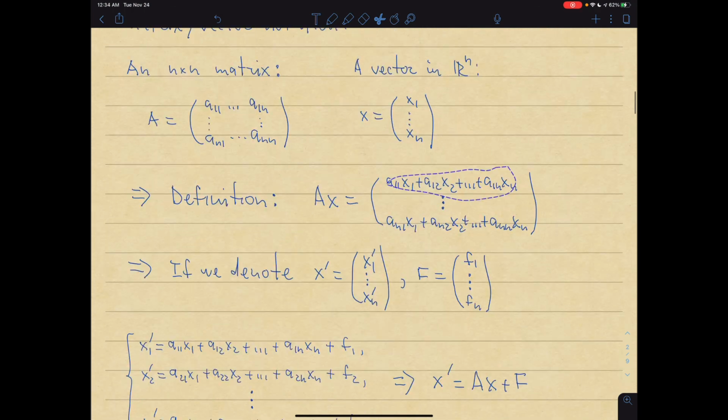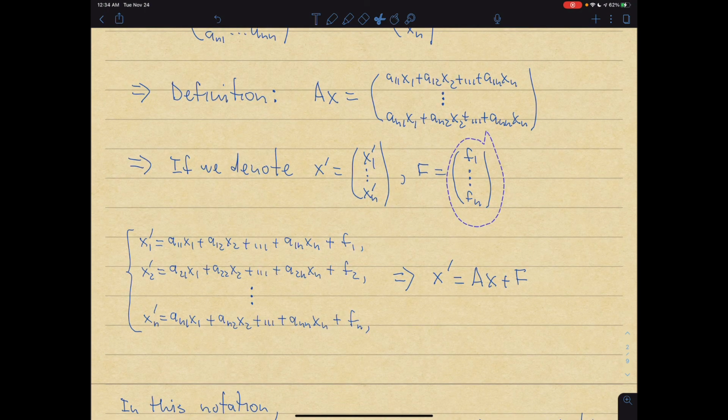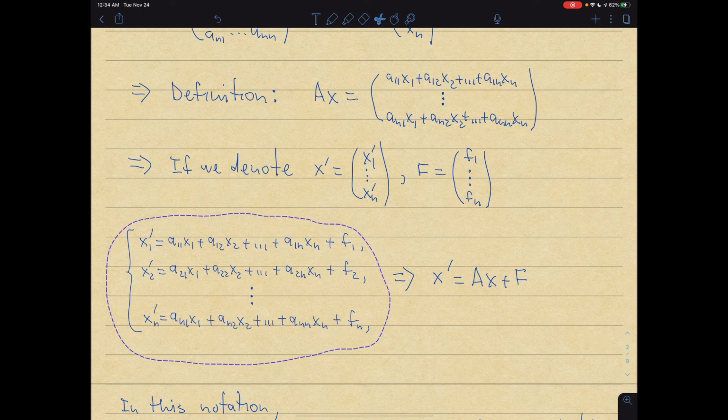Now, when you have a vector function, you might remember from Calc 3 that to take a derivative of a vector function, you simply take the derivative of each component. And then I can also introduce another vector, column vector f, which will have components f1, f2, etc. So now with this definition, let's see how we can write this system in a simple way.